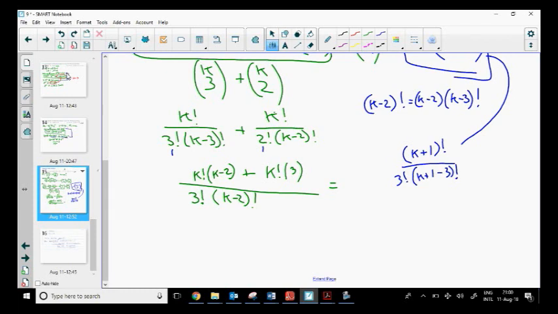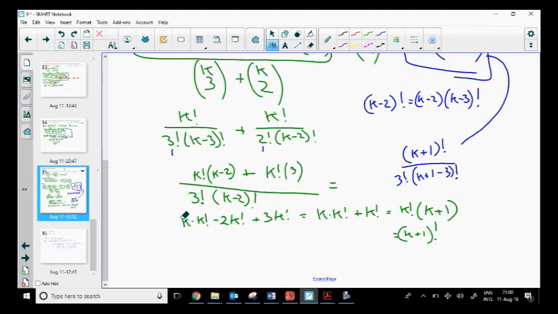Okay, so let's just combine our numerators now. On the left, this is going to be k times k factorial minus 2 times k factorial plus 3 times k factorial, which is going to be the same as k times k factorial plus k factorial, which is the same thing as k factorial times (k plus 1), which is (k plus 1) factorial. So the numerators match as well. I've done it. It's true. I write my concluding statement.